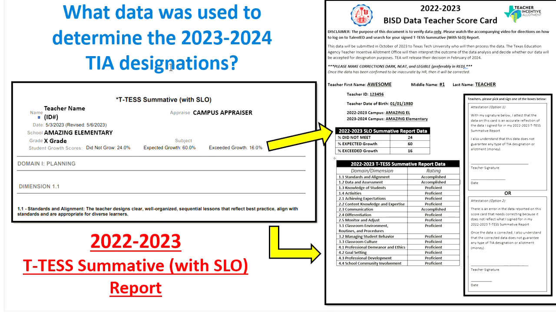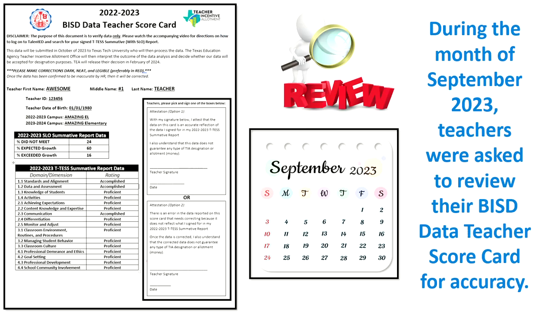Please remember that TIA is a 2-year cycle where on year 1 you capture data, which is our T-TESS and SLO scores, and on year 2 we submit that data to TEA for validation and of course approval. So this year's designations that were approved were based on the 2022-2023 T-TESS Summative with SLO report for each teacher.